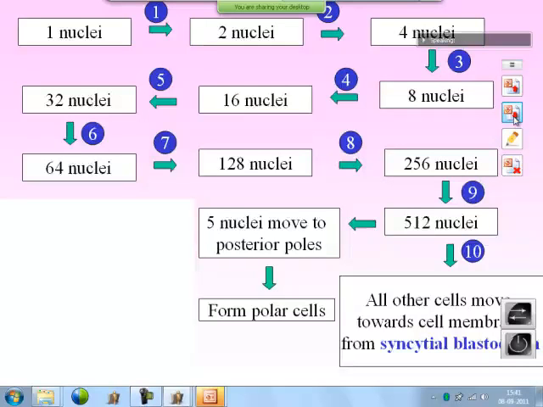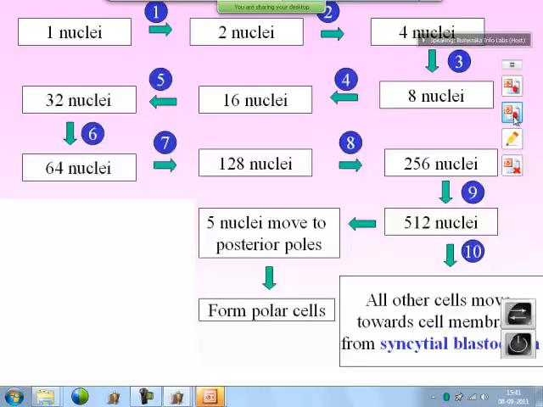Okay, yeah. After 8th cleavage, they migrate towards... Not after 8th, after 9th cleavage. After 9th cleavage, once 512 nuclei is formed. What happens after 8th cleavage? After 8th cleavage, 256 nuclei is formed. Okay, after 9th cleavage, 512 nuclei is formed.